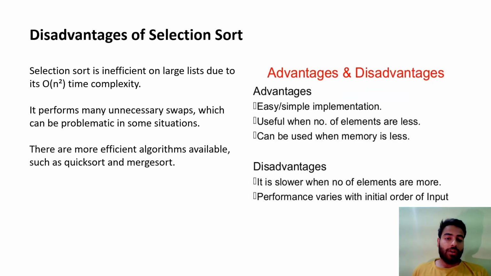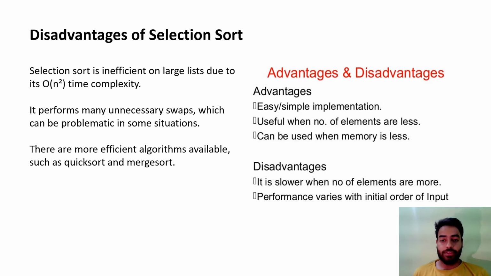Disadvantages of selection sort. Selection sort is inefficient on large lists due to its O(n²) time complexity. It performs many unnecessary swaps, which can be problematic in some situations. There are more efficient algorithms available such as quicksort and merge sort.